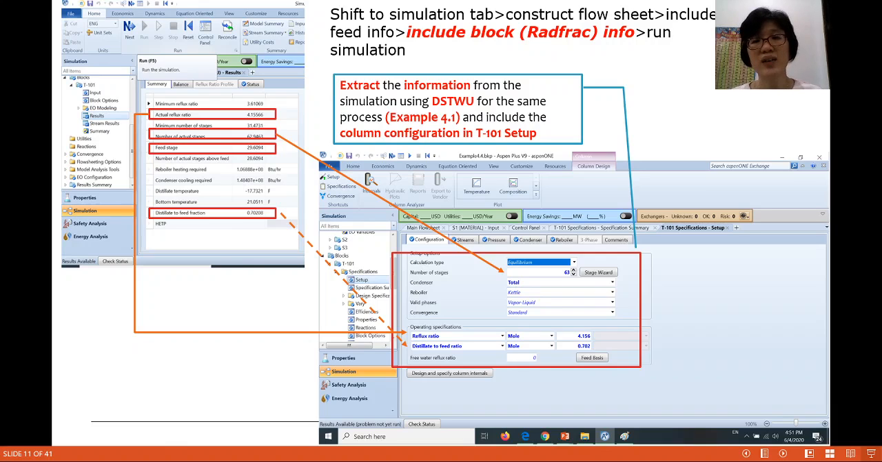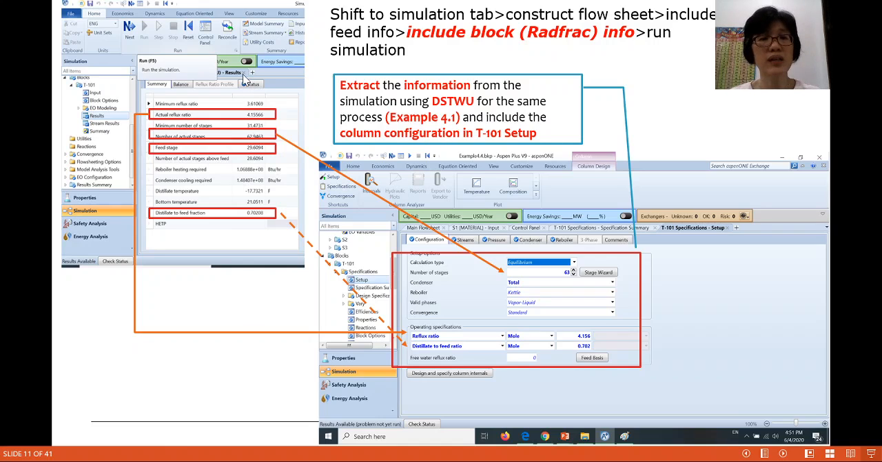Then you'll be guided to a page for you to put in your block information. So this is under the setup page under T101. Okay. So the first page that you need to fill up is configuration. So the parameters like number of stages, reflux ratio, and also distillate to feed ratio, you have to get it from the simulation results of your DSTWU example in example 4.1.